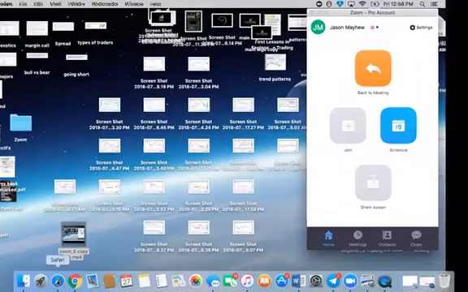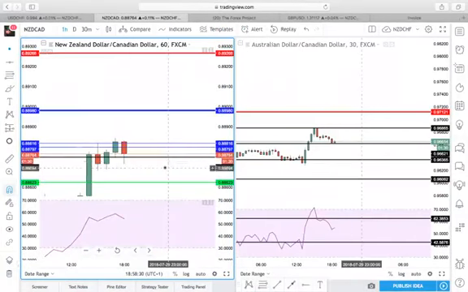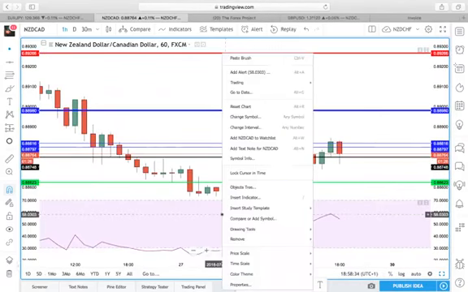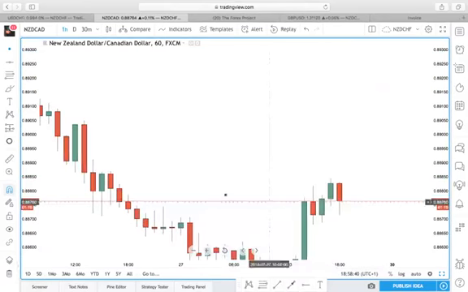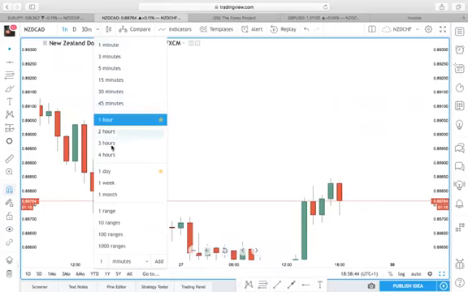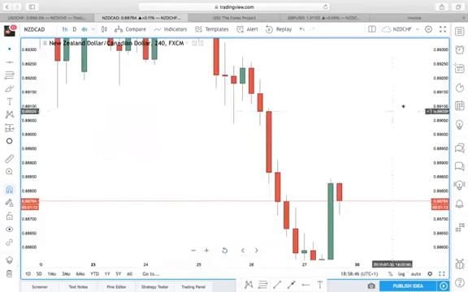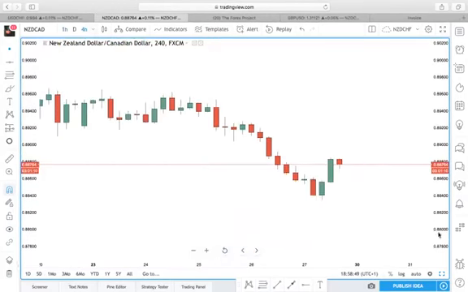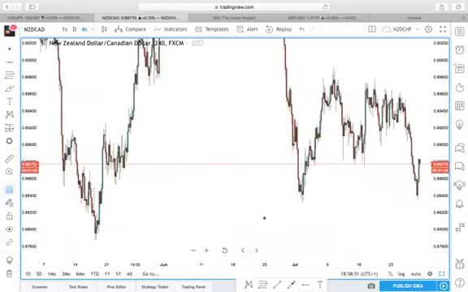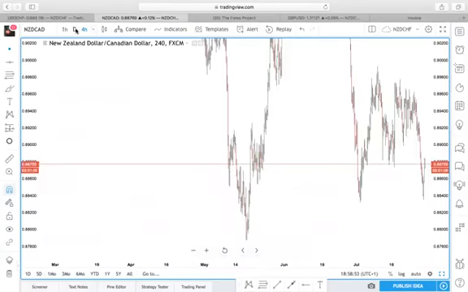Anyway, let's look at NZDCAD. So I got it on the 30 minute. No, I got it. Go to the 4 hour. Actually, let's go to the daily.